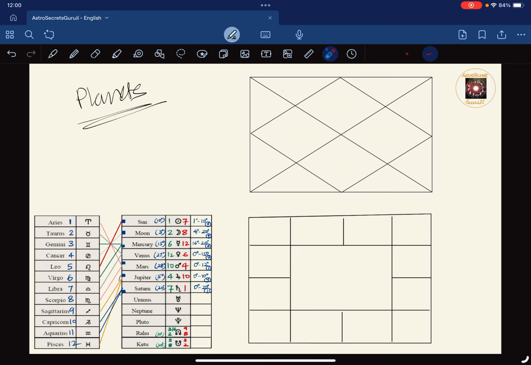Now, male planets are considered stronger when they are in odd signs, also during the fortnight of the waxing moon and during the daytime. However, female planets are considered strong when in even signs. Hope it is clear.